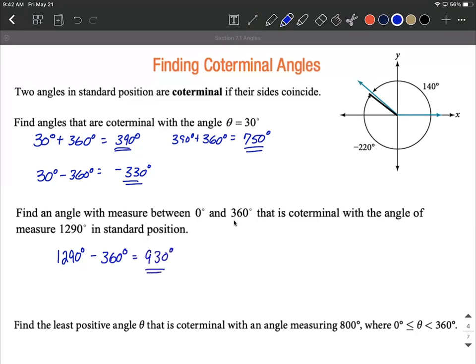Okay, it's coterminal, but it's still too big. It's outside of this range from 0 to 360. So let's find another coterminal angle. Now I'm just going to start with our 930, and we're going to subtract 360 more. This will get 570. Another coterminal angle, but again, not quite small enough. It's not between 0 and 360. So let's keep repeating the process until we get there. Again, subtract 360 away. That leaves us with 210 degrees. This is between 0 and 360. That's our answer.